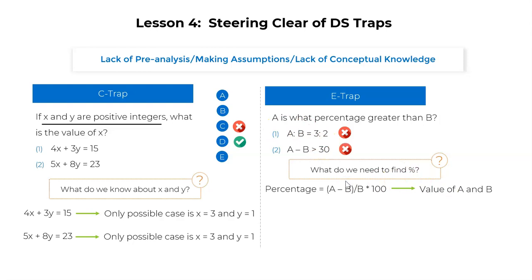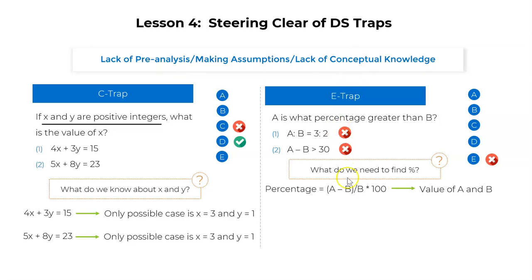Then you look at the second statement, you'll say A minus B greater than 30. I don't think so. It's an inequality, not possible. Even if I combine both of them, I don't see us finding out the value of A and B. In that case, you may end up marking the answer as E, which again is incorrect. Now, why did you fall for that trap? You fell for the trap because of two main reasons. One is lack of proper pre-analysis, and second is there's still some lack of conceptual knowledge.